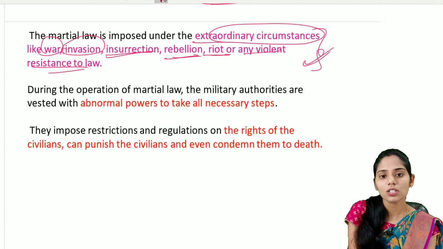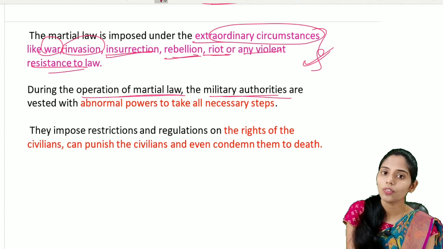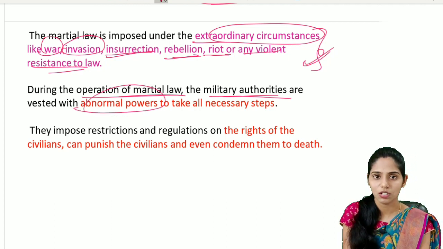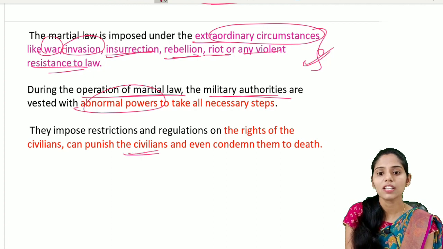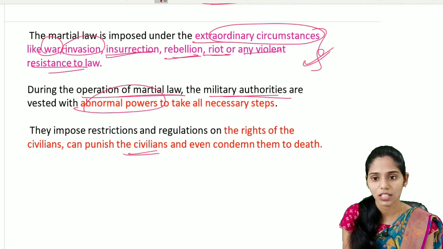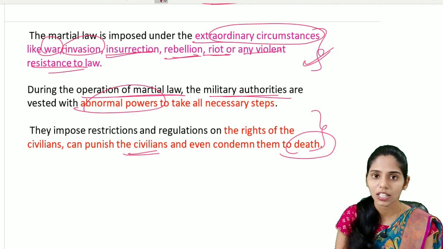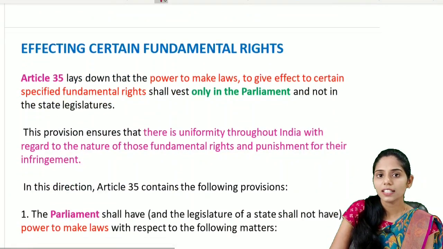During the operation of martial law, the military authorities are vested with abnormal powers to take whatever steps they want to take. They may impose restrictions and regulations on the rights of civilians, and they can also punish civilians, even condemn them to death. Till now these provisions are not clear, because military rule has not been imposed even a single time in India. Let us see the next article.